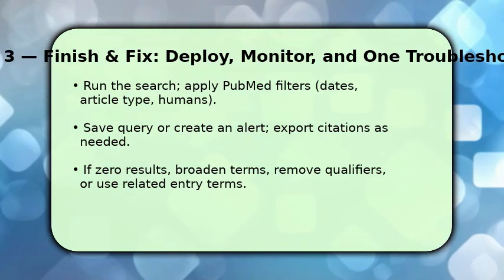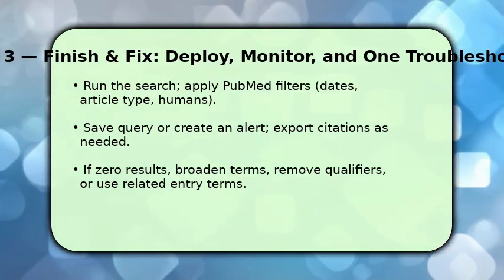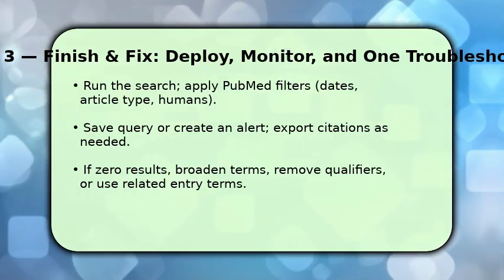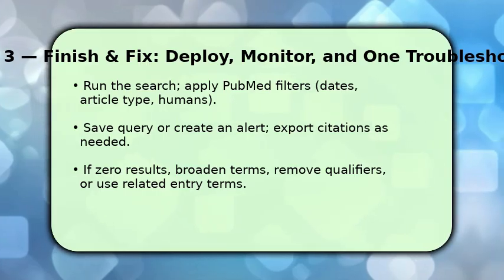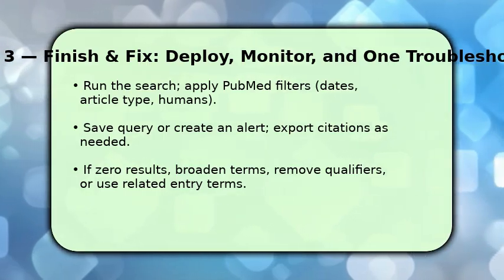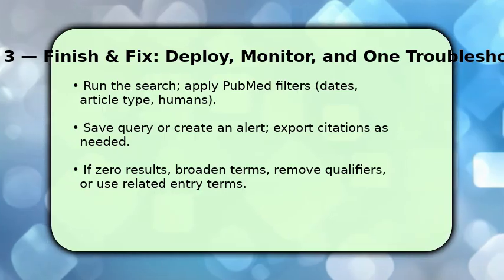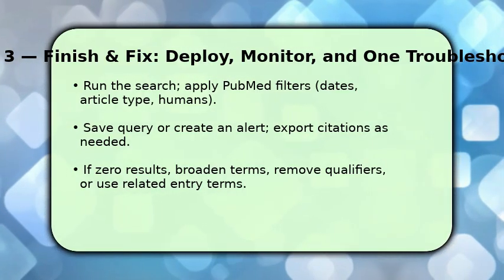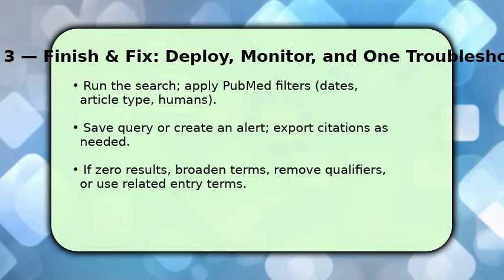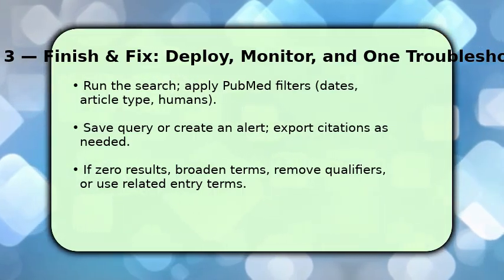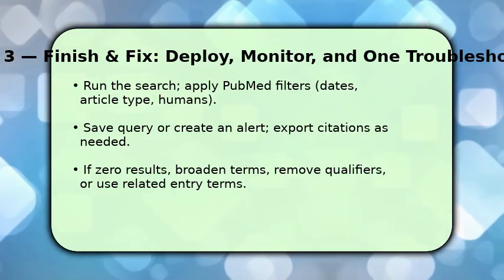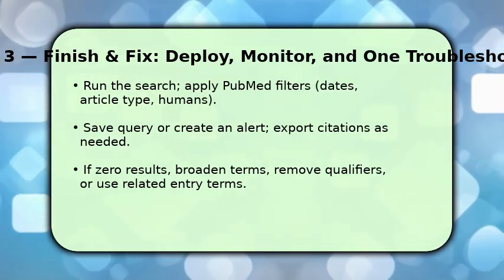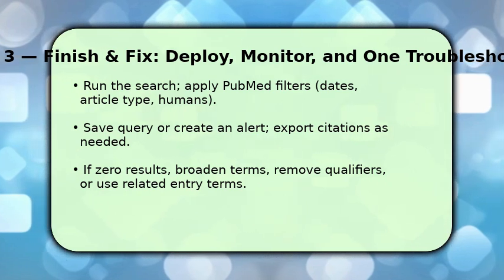Finally, run the compose search and immediately apply filters like publication date, article type, or humans to narrow results. Make sure to save the query or set an alert so new records match automatically, and export citations when needed for reference managers. If you get no results, troubleshoot by broadening to a parent MeSH term, removing strict qualifiers, or checking entry synonyms. Those adjustments usually reveal indexed articles you initially missed, because MeSH indexing can vary across records.